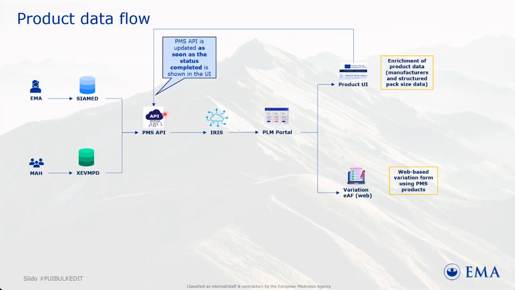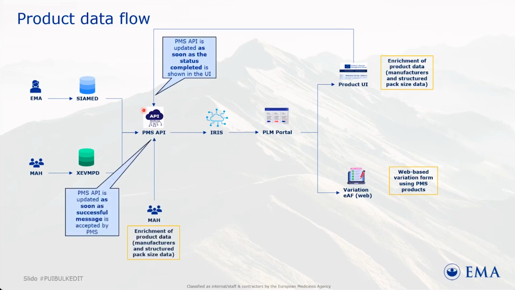That means that the PMS API has been updated. Then the normal flow is that it has to go to Iris, to the PLM portal, so you can see it in the product UI, and this might take some time. We have also now opened the PMS API, so marketing authorization holders can submit data directly to the PMS API. As soon as you receive the successful message that your submission has been processed, that means the PMS API has been updated. And then again, it has to go to Iris, to the PLM portal, so you can see it in the product UI or in the web-based EAF.